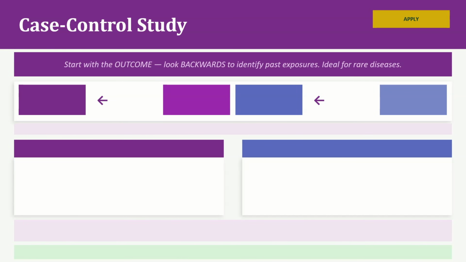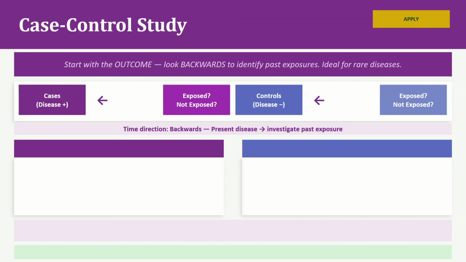Now flip the direction. Case control study. Start with the outcome, people who already have the disease, cases. Then find a comparable group without the disease. Those are the controls. Then look backward in time to see who was exposed. Why do this? For rare diseases. If only 1 in 100,000 people get a brain tumor, a cohort study would need millions of participants. With case control, you just find 50 cases and 100 controls.